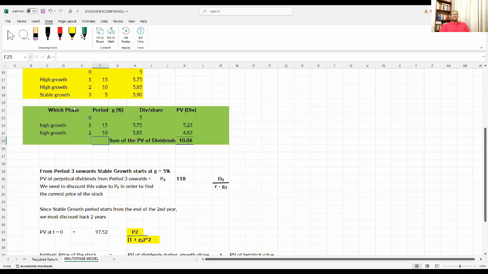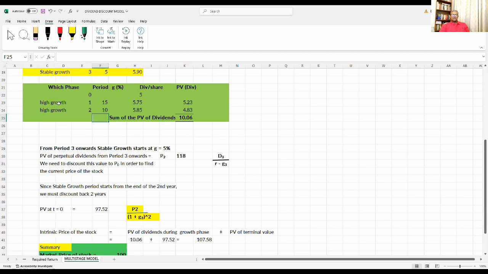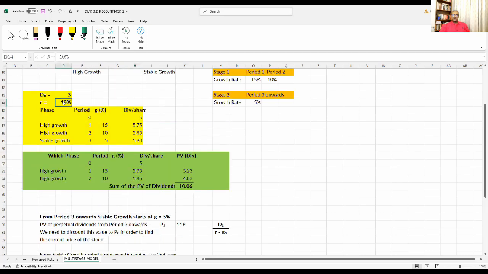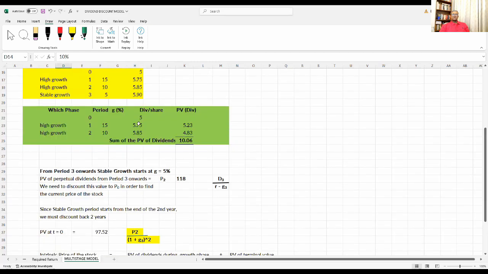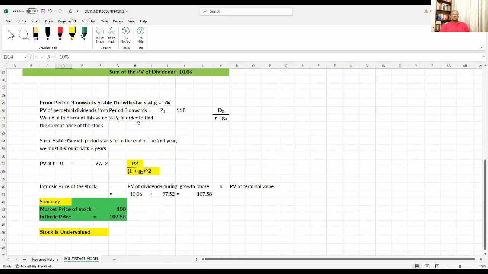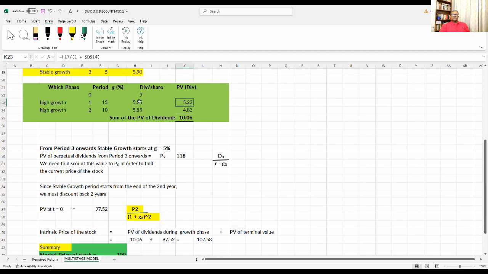So now we consider this situation where you have in period 1, which is the high growth, where the dividend is growing by 15%, and then dividend per share is 5.75. Now, what we need to do is bring this to present. So we need to calculate the present value of 5.75 given R equal to 10%. It's a simple scenario, this formula we have already seen, the present value formula. And so the present value of 5.75 for 1 year, because this is period 1, is 5.23.